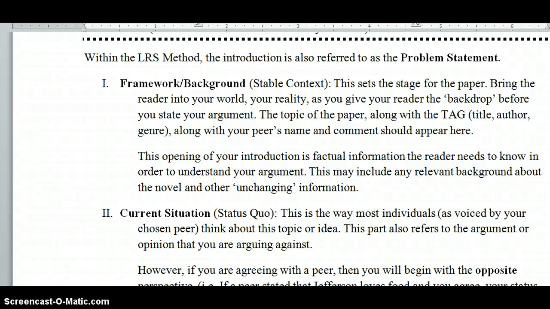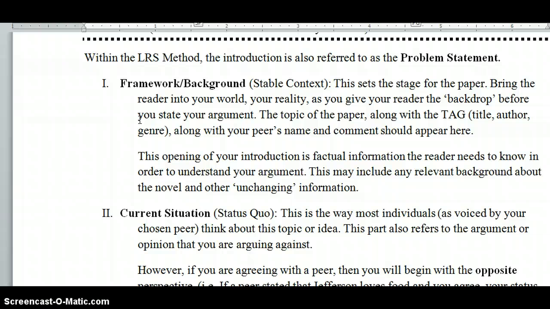So I wanted to give a screencast that will help you perhaps better understand the grade on your paper, but even more importantly, the various stages of the LRS problem statement introduction. First off, again, just to refresh your memory before we look at some samples, introduction again, the framework or the background, the stable context is where we are presenting any information that the reader needs to know in order to understand the factual backdrop to whatever position you're going to be taking on the issue.